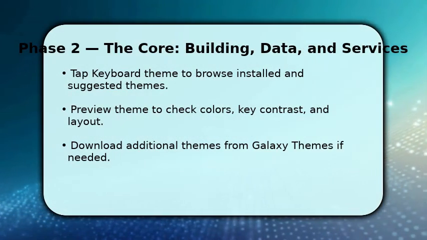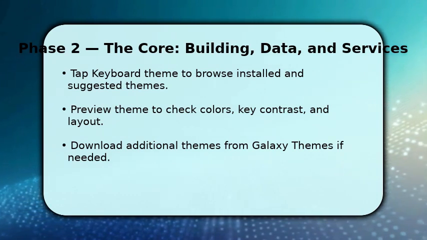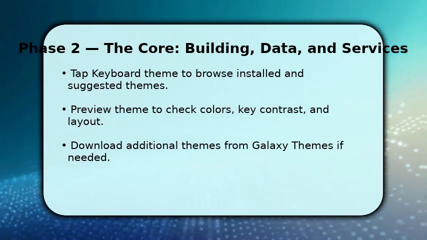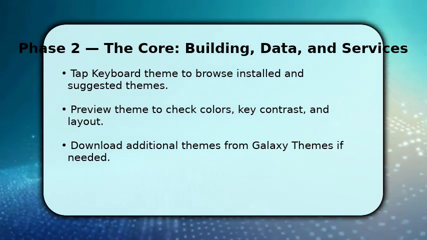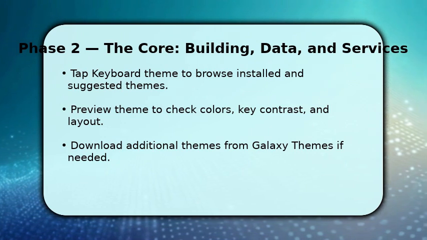Next, tap Keyboard Theme to open the theme chooser. This is where you pick style and contrast. You'll see a gallery of installed themes plus suggested ones. Tap any to preview how keys, borders, and text contrast will look while typing.